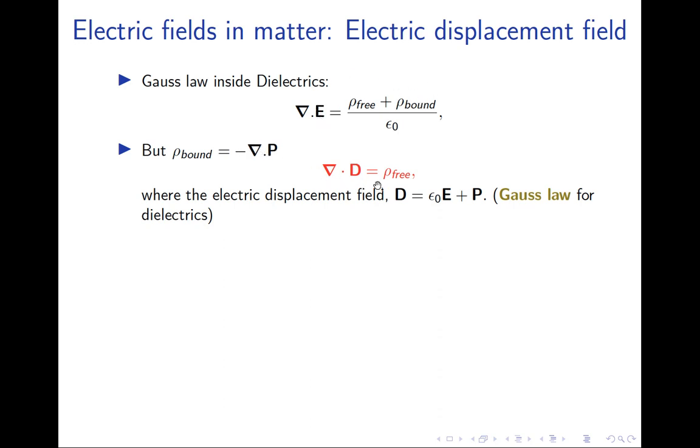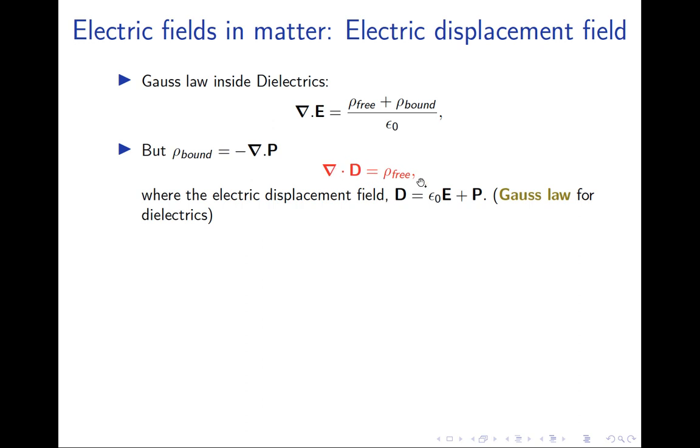What we will get is a new equation: if you multiply both sides by epsilon naught and bring the rho bound here, you get divergence of D equal to rho free. And this D is defined to be epsilon naught E plus P, okay? Epsilon naught times the electric field plus the polarization density, the dipole moment per unit volume at that location X. I've suppressed all spatial indices; you should imagine a bracket X vector everywhere. I have not bothered to write it, because it gets very cumbersome to carry around.